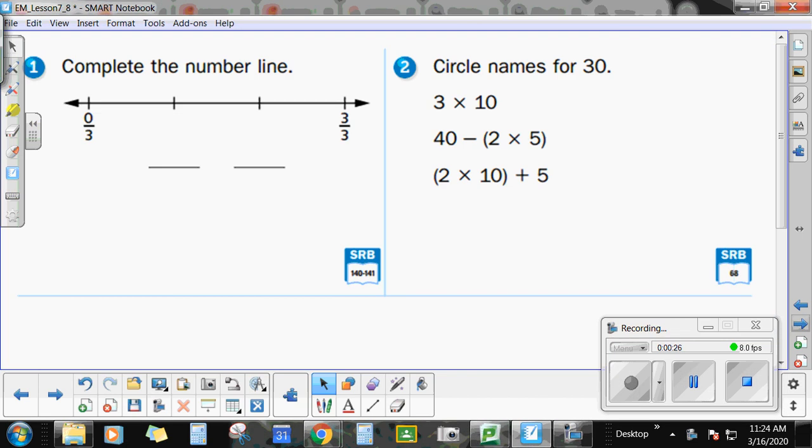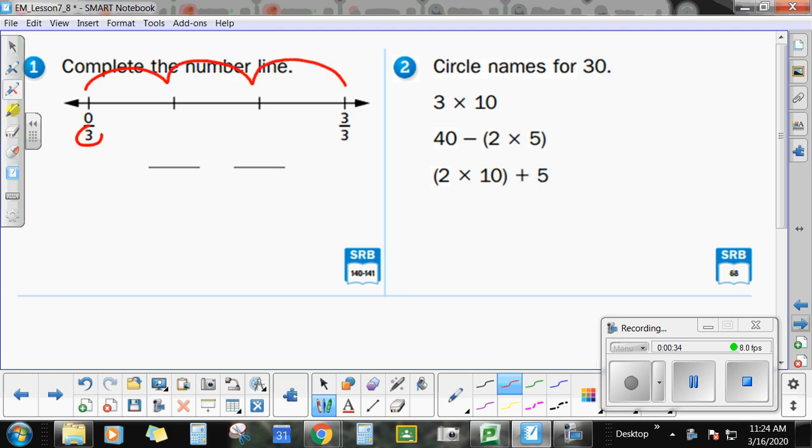All right, number one, you are to complete the number line. When we look at our number line, we can see that it is divided into 1, 2, 3 equal parts, so it's divided into thirds. Here is 0 thirds. Right here would be 1/3. Here would be 2/3. And then, of course, at the end would be 3/3, which equals 1 whole. That's pretty easy, right?